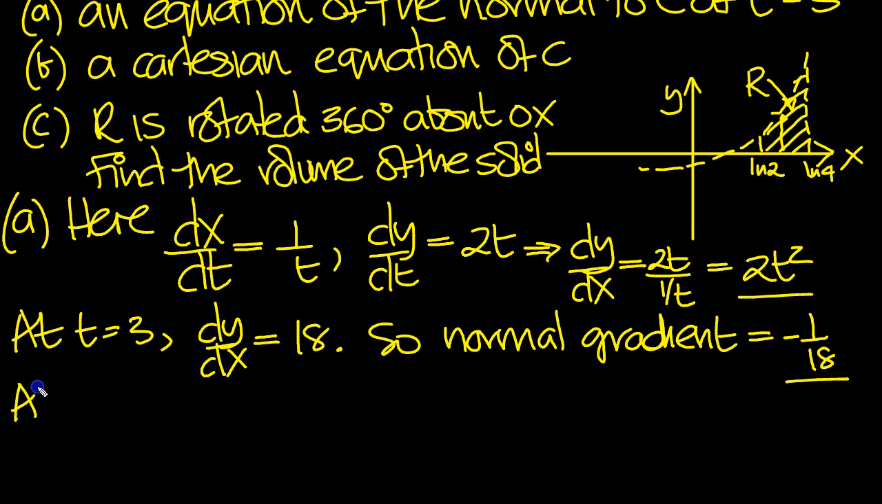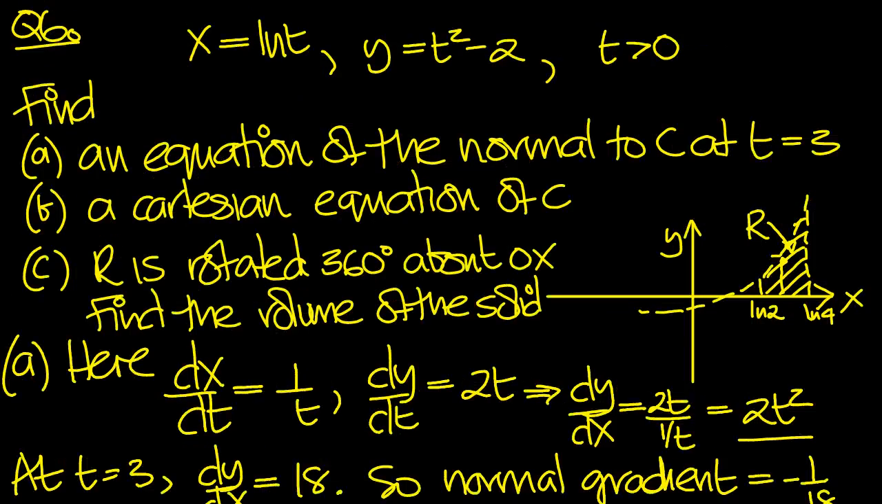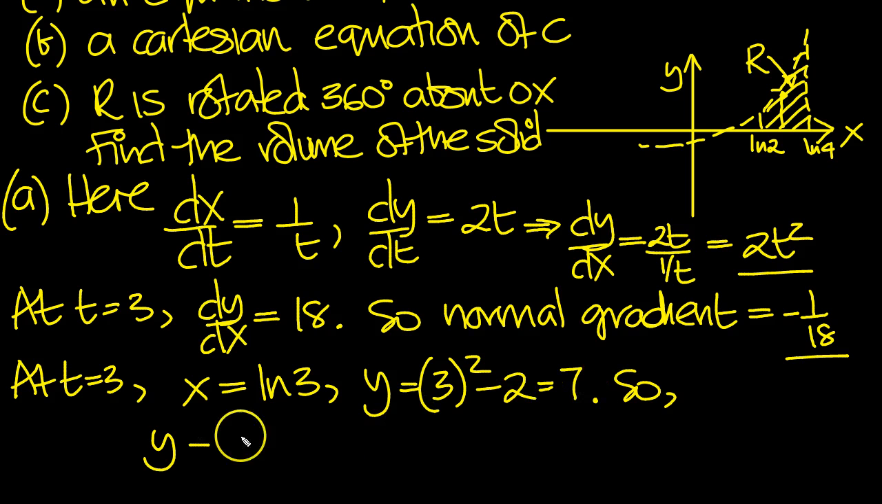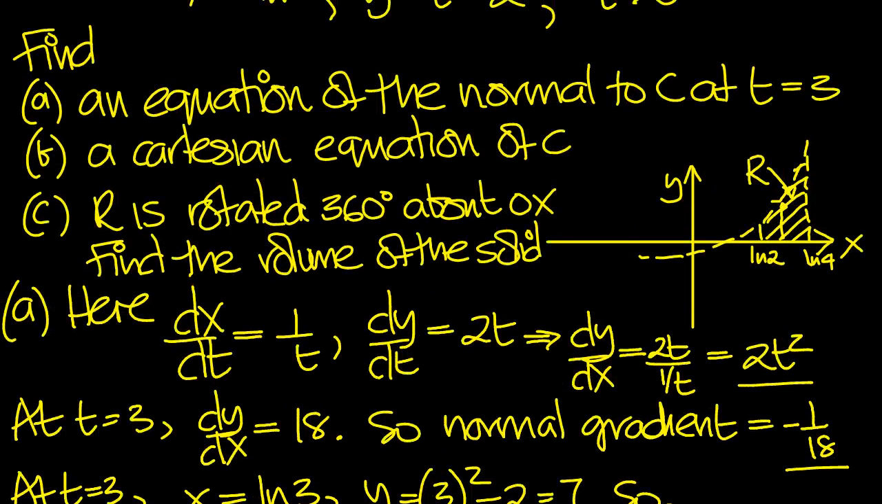At t equals 3 also, x is log t, isn't it? So that's log 3. And y is equal to t squared minus 2, isn't it? So we're going to have 3 squared minus 2, which is 7. So y minus the y value, 7, is equal to the gradient of the normal, minus 1 over 18, x minus the x value at the point, log 3. So there's our equation then of the normal at the point where t equals 3.